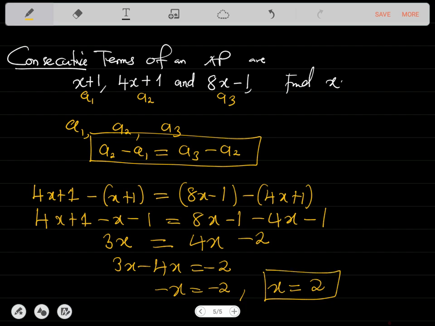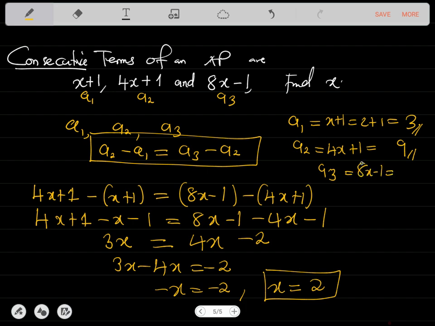Okay? Meaning, we can now write to say our first term is x plus 1, which is 2 plus 1. So our first term is 3. Our second term is 4x plus 1. If I put 2 here, this becomes 8 plus 1, 9. Our third term is 8x minus 1. If I put 2 here, this becomes 16 minus 1, 15. That's all. But the value of x is 2.